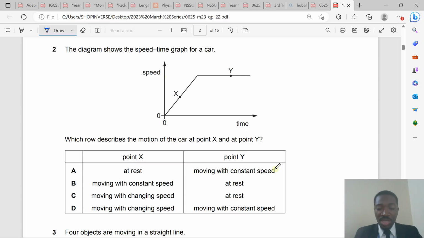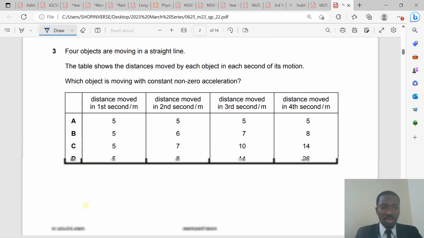A, moving with constant speed. A is correct for Y, but it is wrong for X. So you won't pick A. B, at rest, no, it's not at rest, it's moving with constant speed. So this is correct for Y, and this is also correct for X, because X is moving with changing speed. So in that case, D is the correct answer to question number 2. So we shade D.